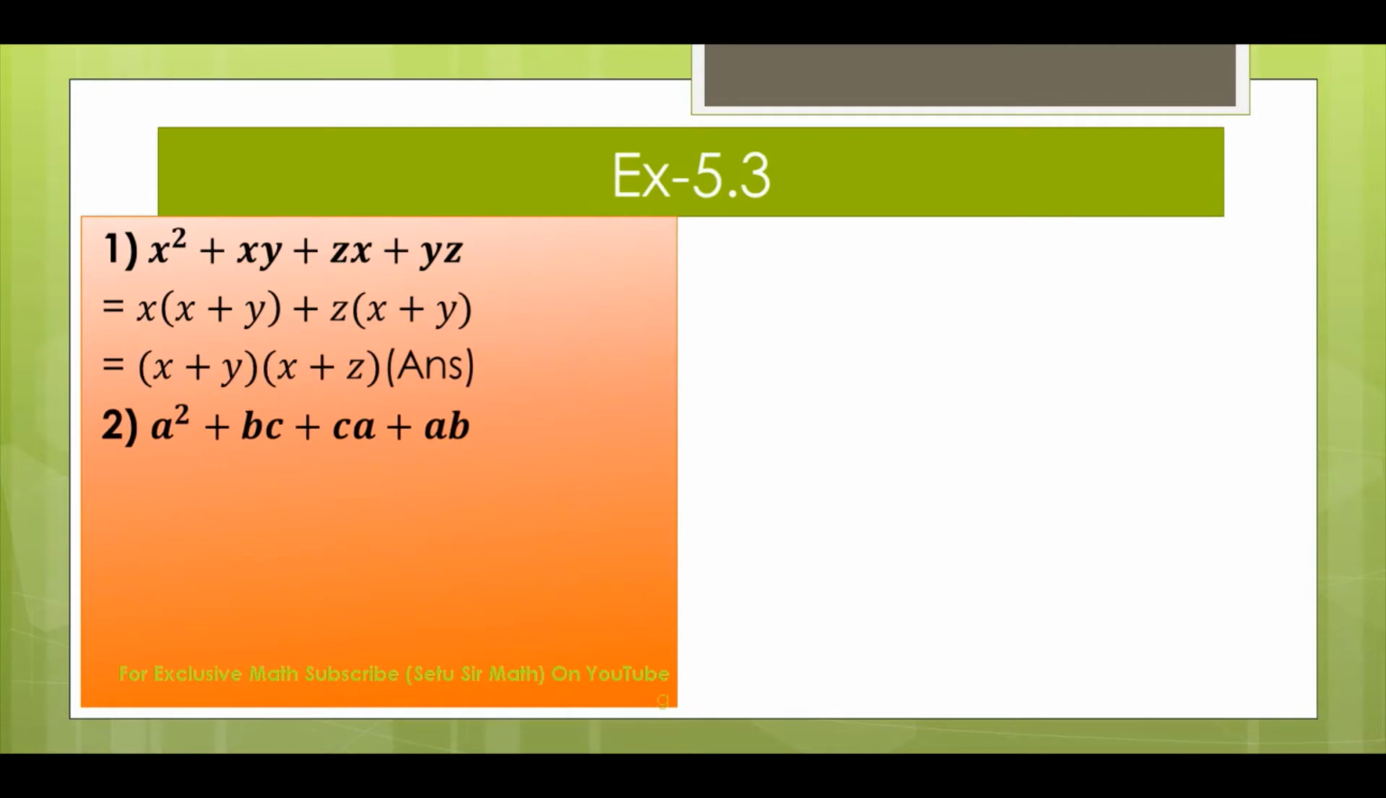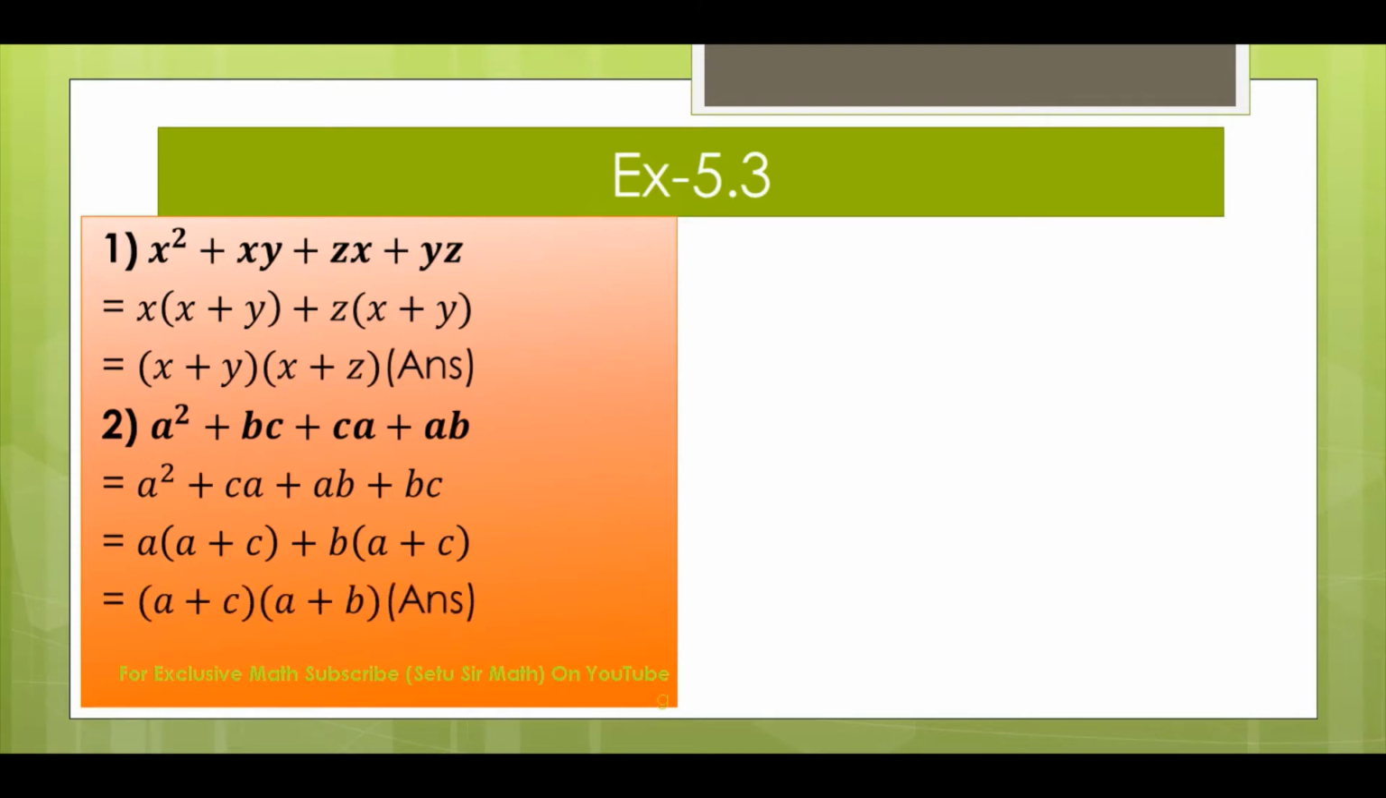So the next math, the same thing, we have to find out two terms, common term. As you can see in here, a square plus bc there is no common term, but a square plus ca there is a common term of a, and a square plus ab there is also a common term of a, but we have to think also other two terms. As you can see, if we take bc and ab, we will take common b, and if we take a square and ca, we can take common a. So we will do that, a square plus ca and ab plus bc. If we take common a, we get a plus c. If we take common b, we get a plus c. Now from these two terms we will take a plus c common and we get a plus b. This is our desired answer.